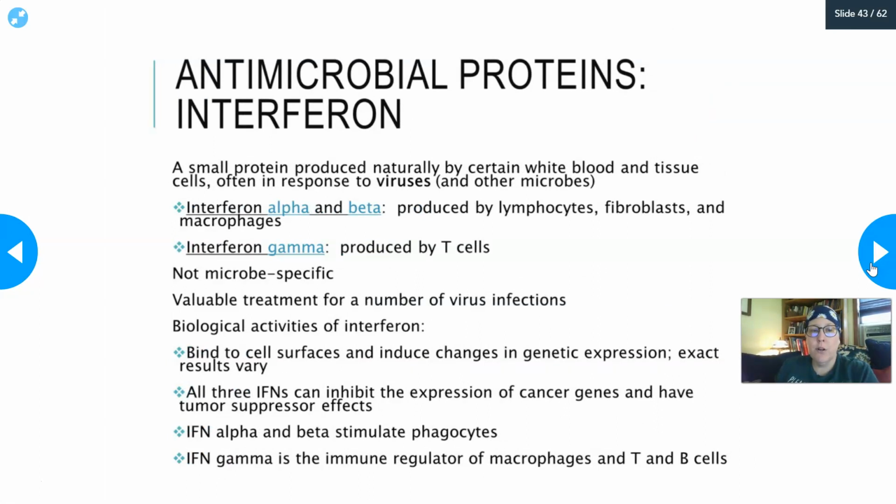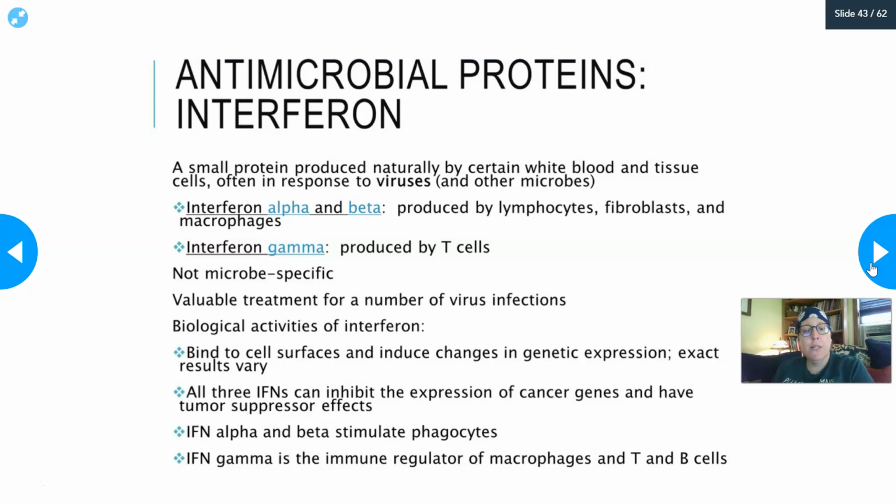Antimicrobial proteins, interferons. An interferon is a small protein that's produced naturally by certain white cells and tissue cells, often in response to viruses. Interferon alpha and beta are produced by lymphocytes, fibroblasts, and macrophages, and interferon gamma is produced by T cells, again, usually in response to viruses. They are not microbe specific. They are a valuable treatment for a number of viral infections. They are kind of expensive too.